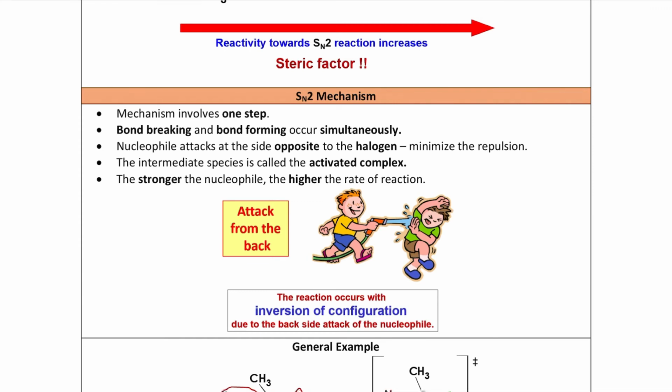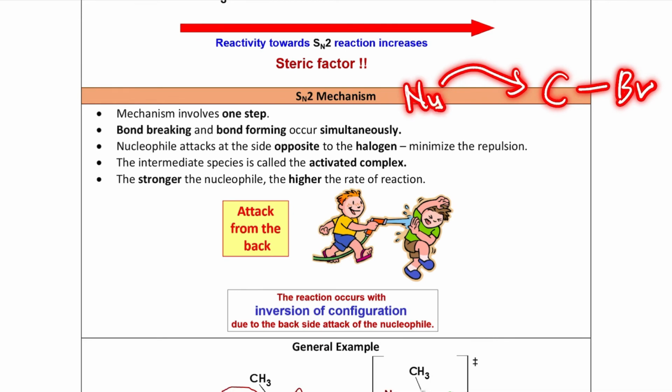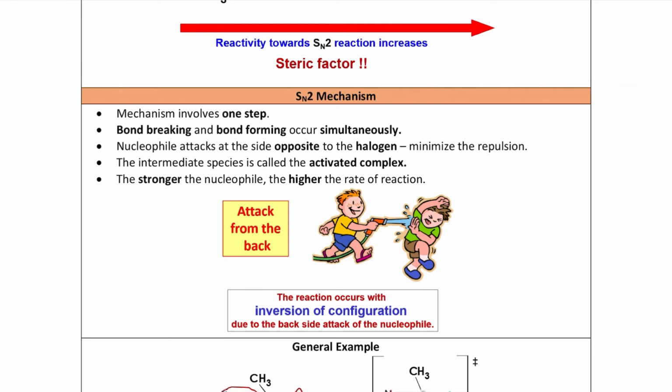So, nucleophile attack at the site opposite to the halogen. Kalau halogen tu berada di sebelah kanan, so nucleophile tu akan attack dari kiri lah, dari belakang. Sebab apa? Sebab nak minimize repulsion. Sebab usually halogen ni besar lah dia punya size dia. So nak minimize repulsion, so dia akan attack dari belakang.